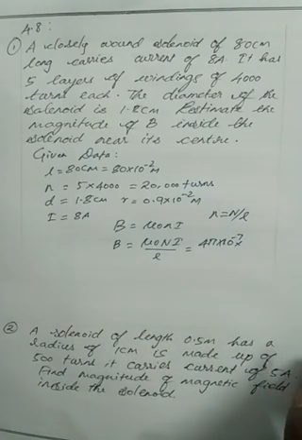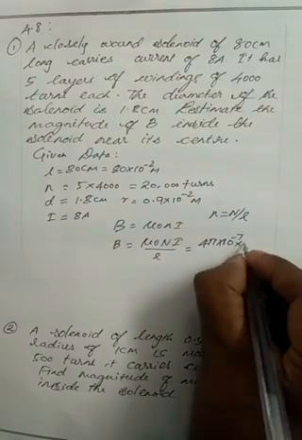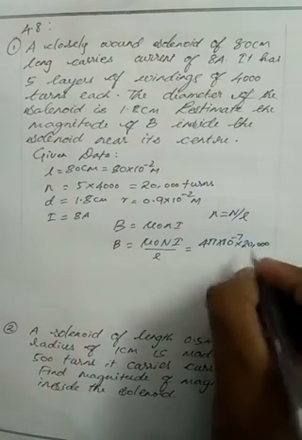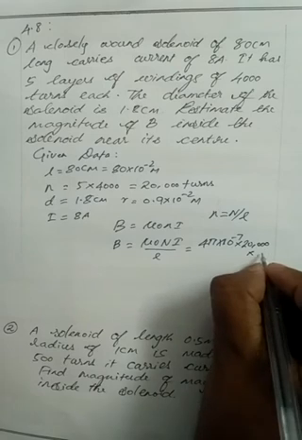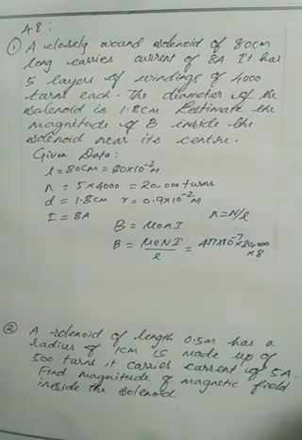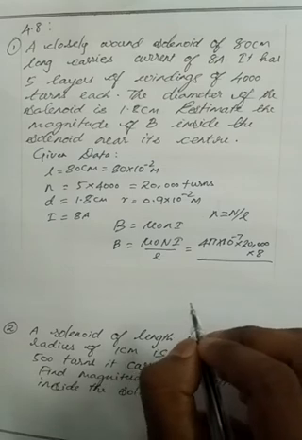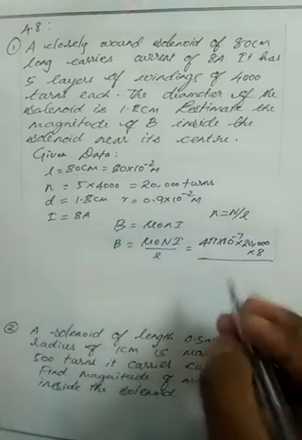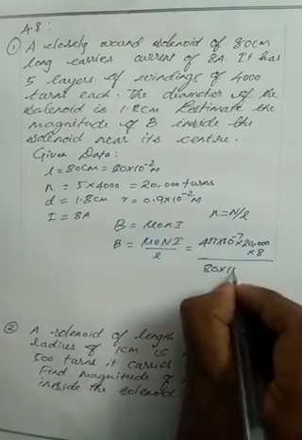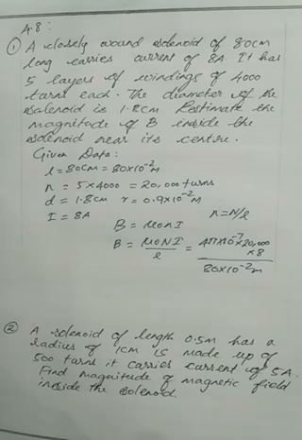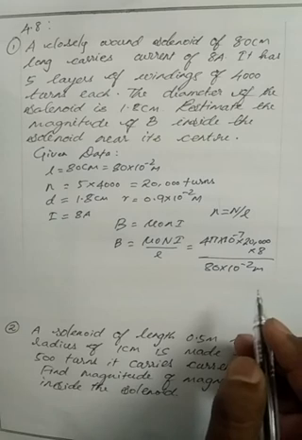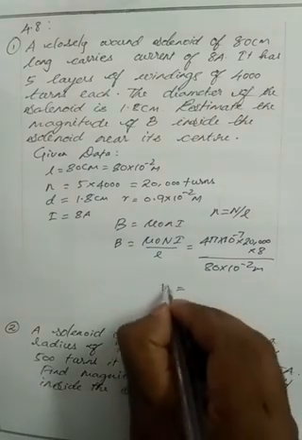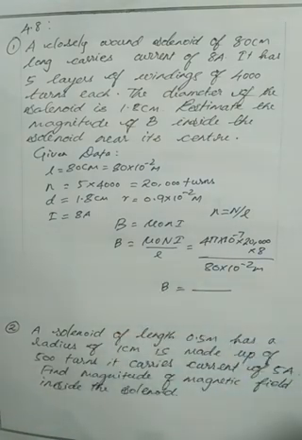Then what is our N value? 20,000 turns. What is our current value? 8 ampere. Okay. Divided by, what is our L? Sorry, what is our length of the solenoid? 80 into 10 power minus 2 meter. Right? So if you substitute all the values, then you will get the value of the magnetic field. So you find it yourself and comment the answer.